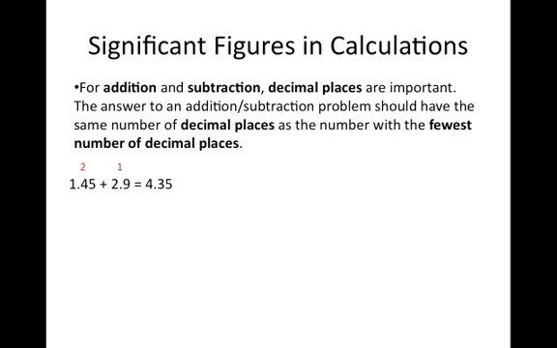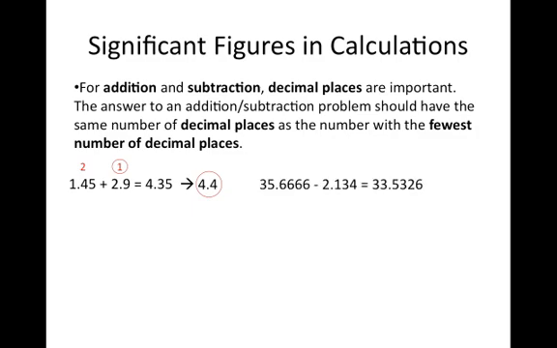We want our answer to have the same number of decimal places as the number with the fewest number of decimal places. So since 2.9 has only 1 decimal place, we want our answer to have only 1 decimal place. The answer to this problem is 4.4. Our 1 decimal place is the 3, and we need to look at the next number, 5, to decide what to do with the 3. Should it get rounded up or should it get rounded down? It should get rounded up because the digit that comes after the 3 is a 5, and we always round up when the digit is 5 or greater. So 4.4 is our answer.